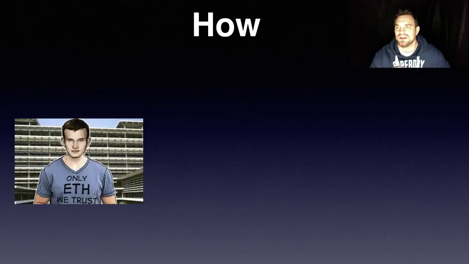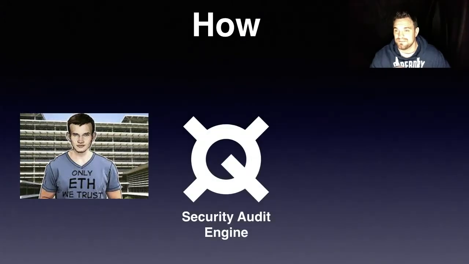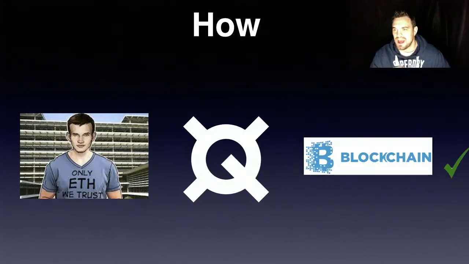So the next quick one is just how does it work? You've got someone who's creating an Ethereum contract. That will then go through their security audit engine. This is the key piece in terms of looking for those anomalies. And then if it's all good, it will go onto the blockchain. So in this particular scenario, there was nothing wrong with the contract and it's gone through smoothly.